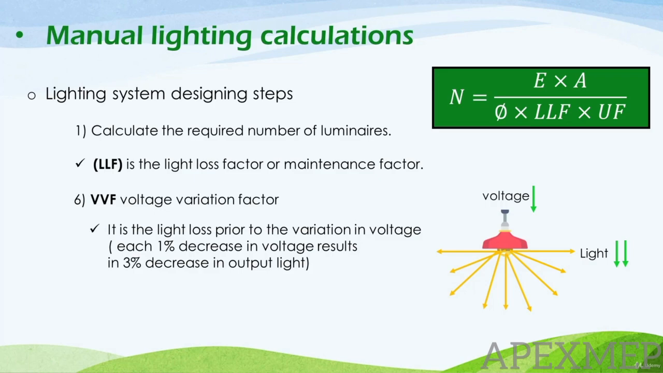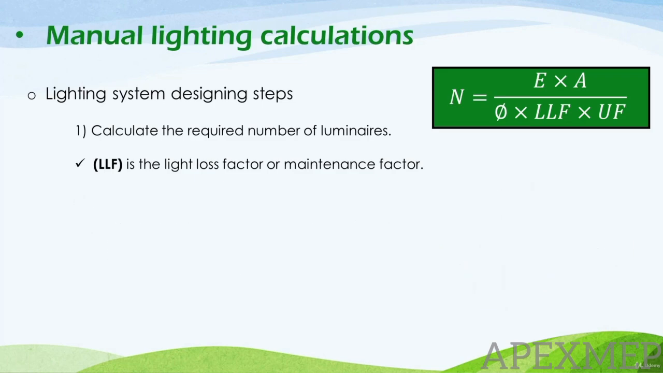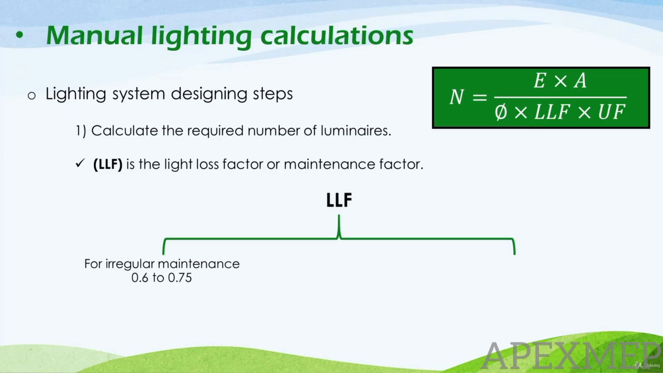Alright. Now, after discussing those 6 factors of the LLF, we need to know practically how we can set the value of LLF. In practical work, LLF is set with an approximate value according to the case we are working on, and this depends on the maintenance of the luminaire. In case there is an irregular maintenance of the luminaire, we will set the LLF with a value that ranges from 0.6 till 0.75. And this means that the luminaire is not checked and maintained regularly.